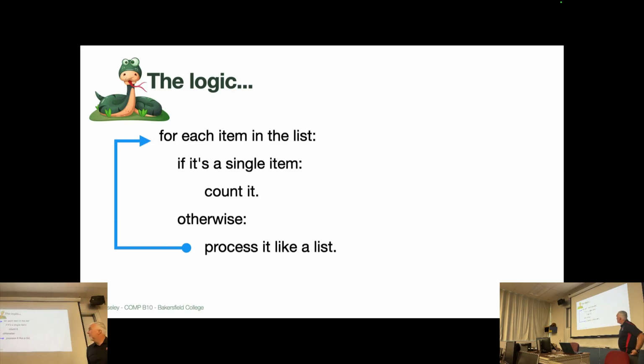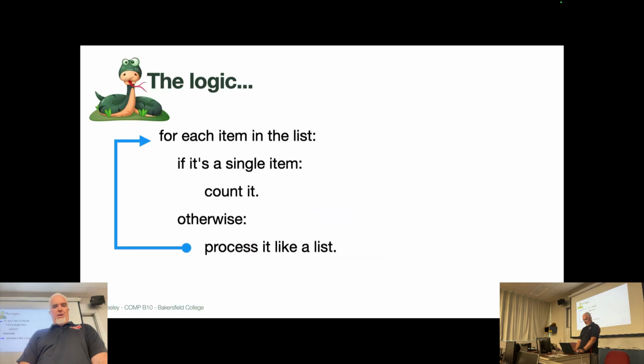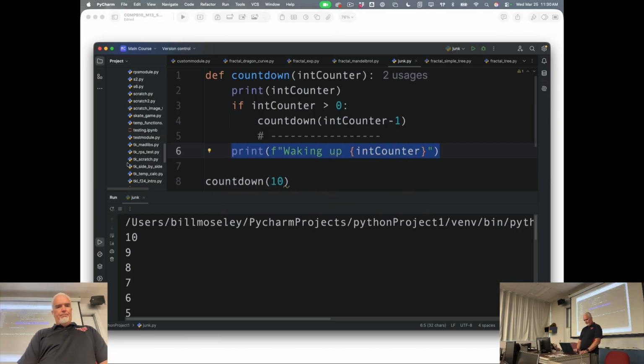And here is the pseudocode for that. For each item in the list, if it's a single item, count that. Otherwise, process it like a list. And so that code is very straightforward.